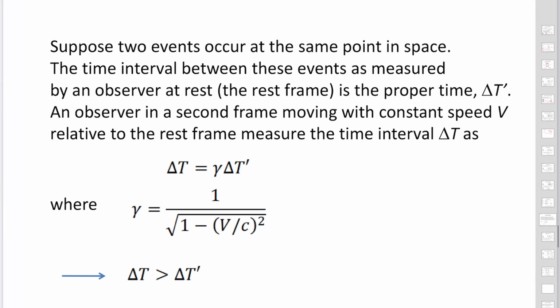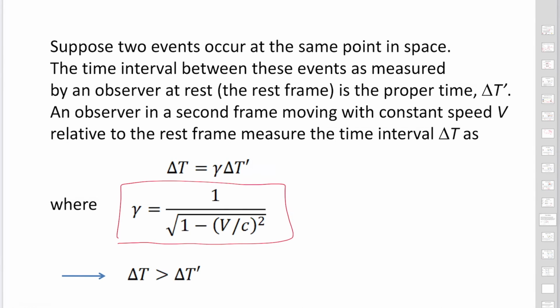Suppose two events occur at the same point in space. The time interval between these events, as measured by an observer at rest in the rest frame, is the time for the girl. This is the proper time, delta t prime. An observer in the second frame, moving with constant speed v relative to the rest frame, measures the time interval delta t. This is the time interval for the boy, delta t equals gamma delta t prime, and gamma is defined in this equation.